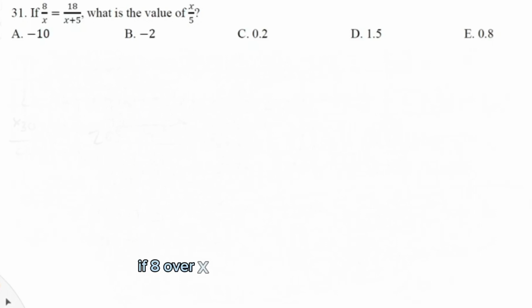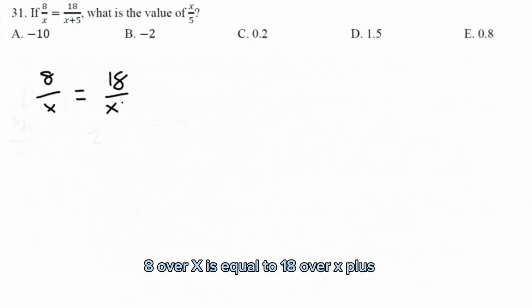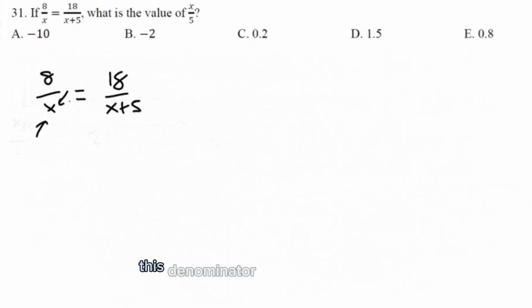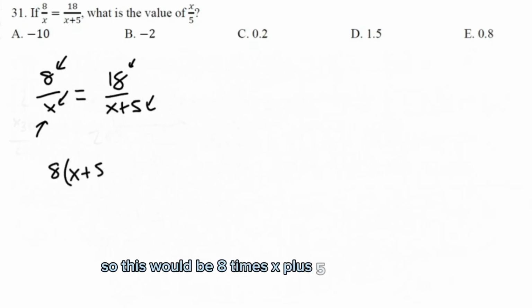If 8 over x is equal to 18 over x plus 5, what is the value of x over 5? Alright, so this is a proportion right here. When we have a proportion like this, we can simply find the value of a variable in it. So let's say we're trying to find x here. We can find this by multiplying this denominator with this numerator and this numerator with this denominator. So this would be 8 times x plus 5 is equal to 18x.